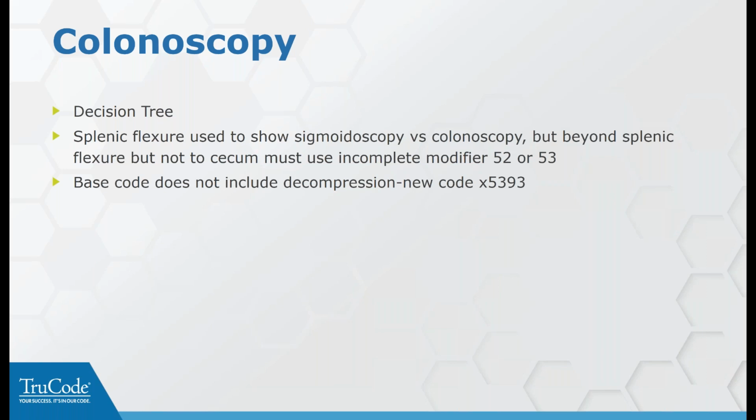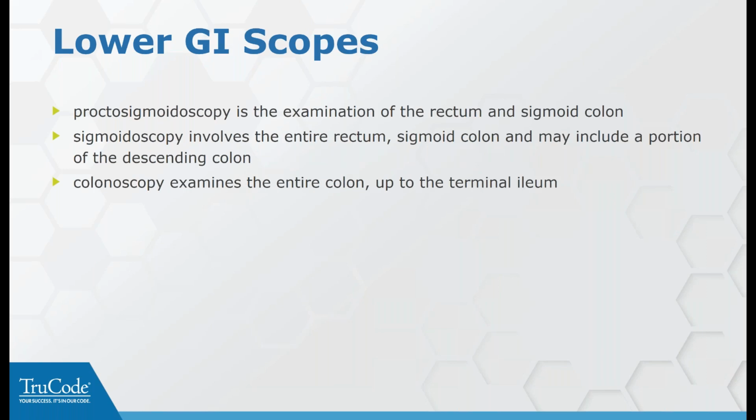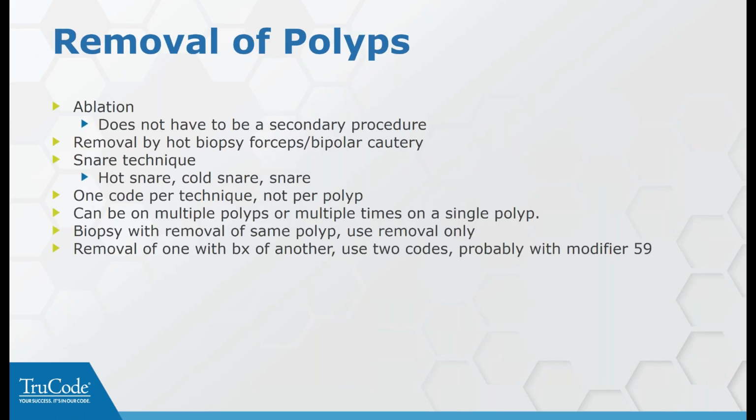In the code book, it does tell you to use modifier 52 or 53. Remember, those notes are for physicians, and so you want to make sure that you are not using those. If you're coding for the hospital, you're probably going to use modifier 73 or 74 there. Okay, same thing with the scopes. Again, I'm going to move on from there.